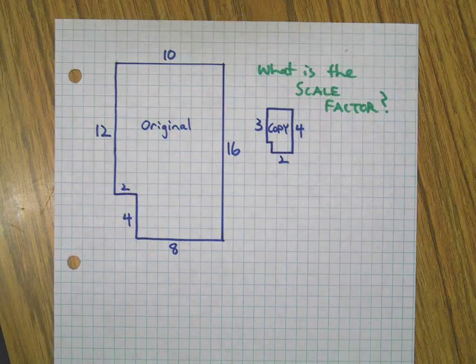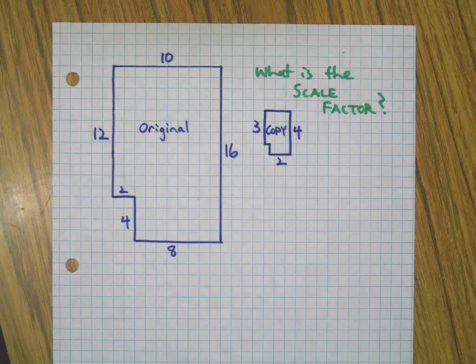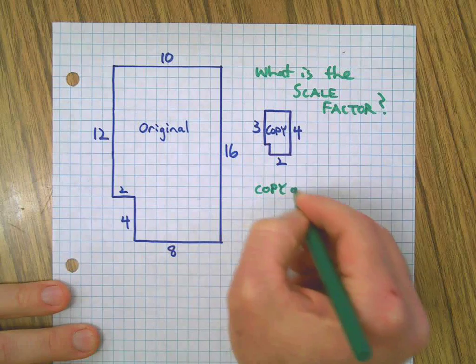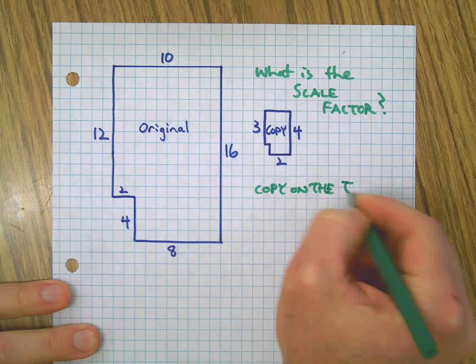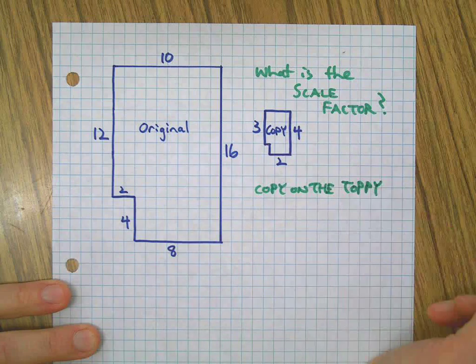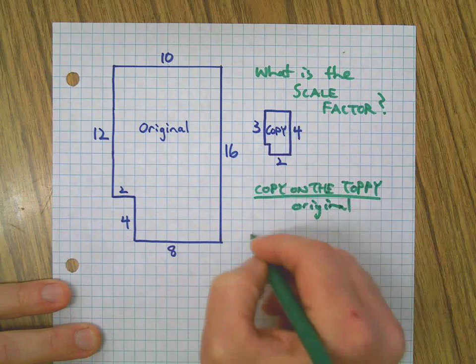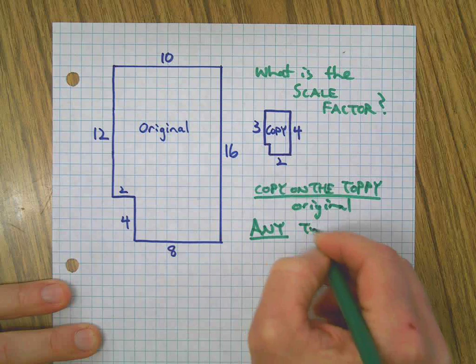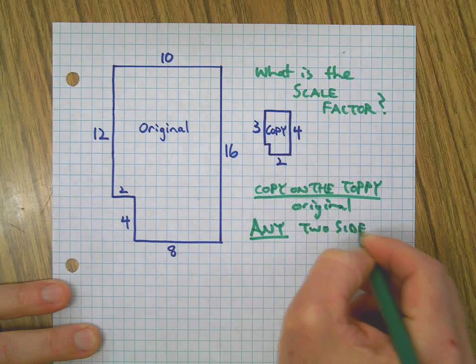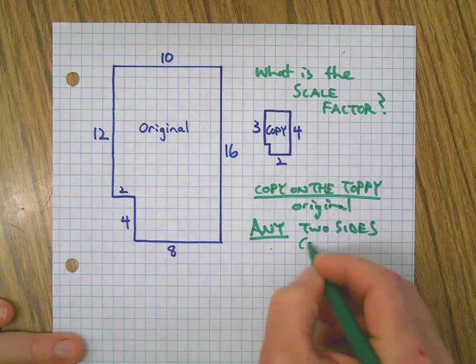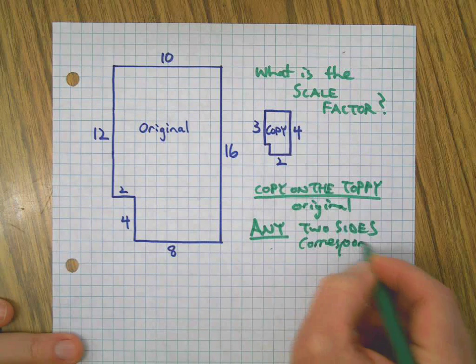All right. Another type of thing that might happen to you is you might be given 2 shapes and asked to find, well, what is the scale factor? Okay, this is a different type of problem, and it works very much the same way. Scale factor is copy on the toppy, right? By the way, you can spell toppy however you want to. I like to spell it that way. So we can take any 2 sides of the original, any 2 corresponding sides.